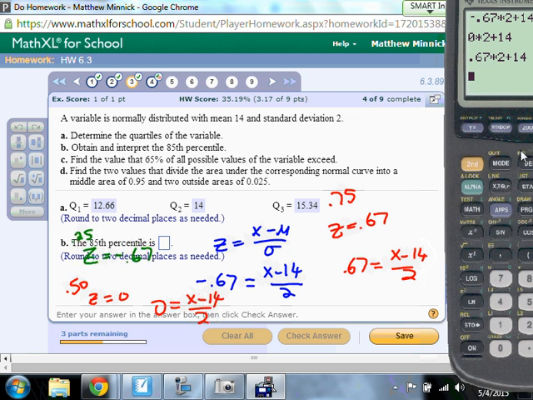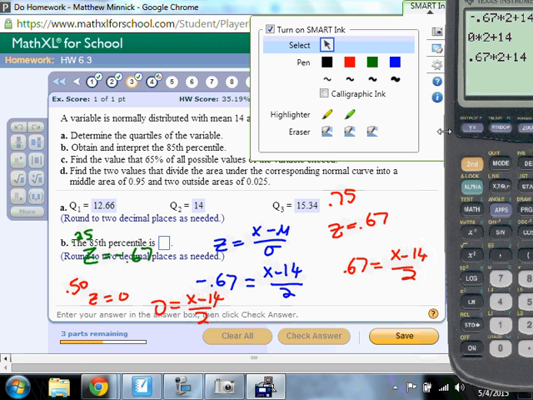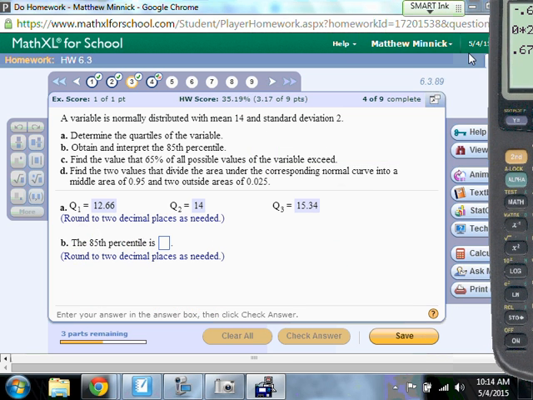So that was a little bit of work, but that's what it takes. It's 6.3. It's no joke. It's probably one of the toughest sections we'll see.